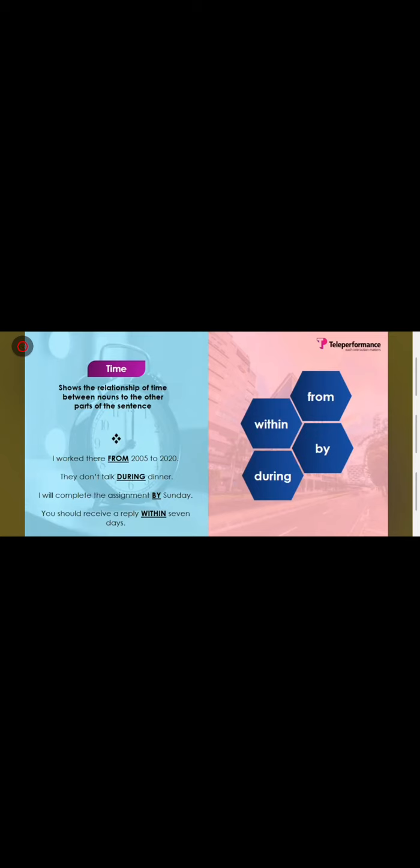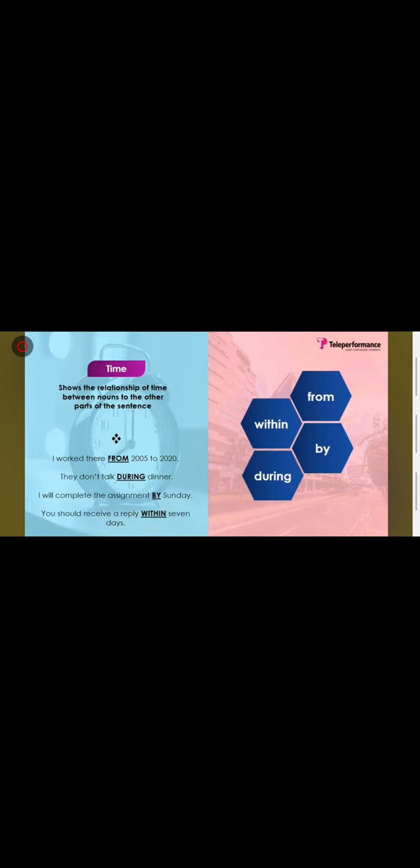So let's try to notice the following sentences. When you say, I worked there from 2005 to 2020, there is a range. Okay, there is a coverage, 2005 to 2020. That's the time. That's when we use from. Then when do we use during? If it's happening within a particular event. Dinner is an event, so they don't talk during dinner.